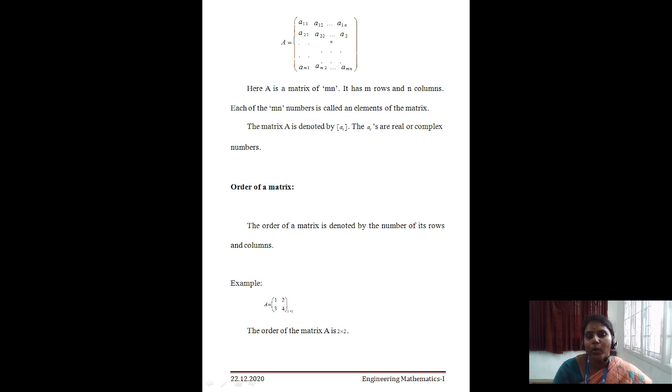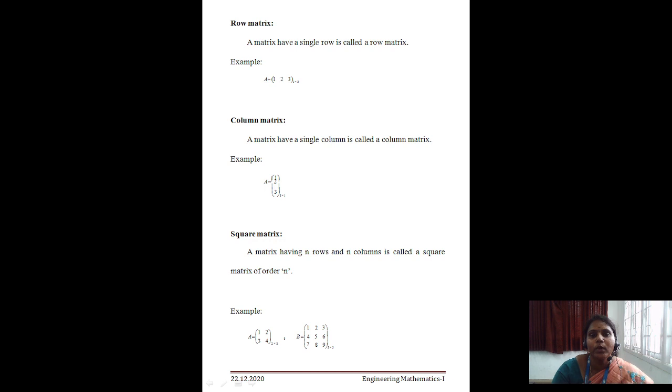Let us see what the order of a matrix is. The order of a matrix is denoted by the number of its rows and the number of its columns. So from the order we can understand how many rows and how many columns are in a matrix. For example, look at this matrix A, which I am reading row-wise: 1, 2, 3, 4. 1 and 2 are in the first row, 3 and 4 are in the second row. The total number of rows and columns are 2 and 2, and the order of this matrix is 2 cross 2.